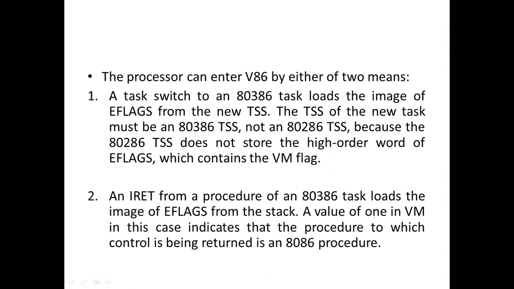Right. Now what is expected is that the processor will be entering V86 mode because of two reasons, as we have discussed. In the diagram, on the labels of the arrows, it is either a task switch to an 80386 task, loaded in the form of mapping, or it will be a part of your instruction. Or we need to maintain these in the form of a new TSS.